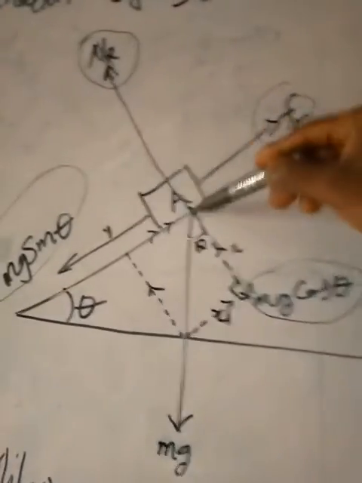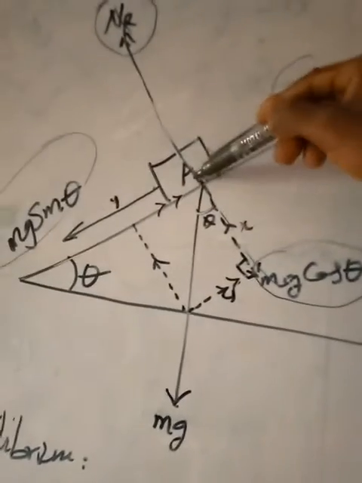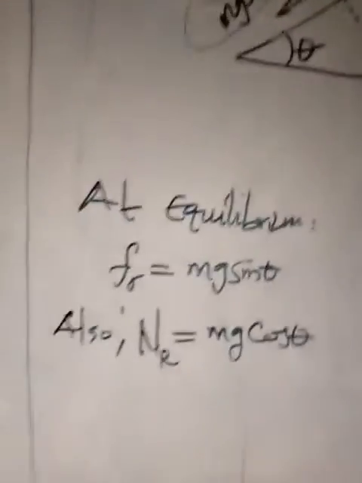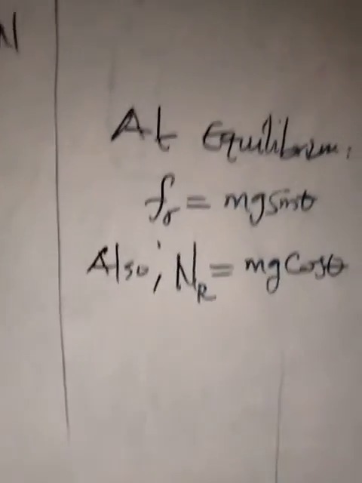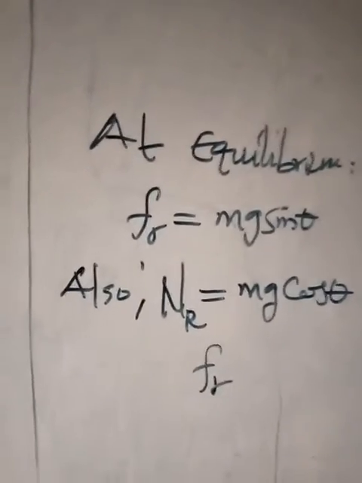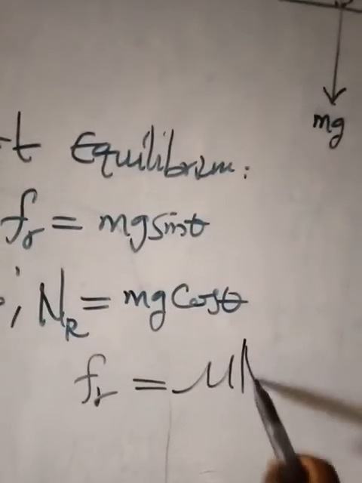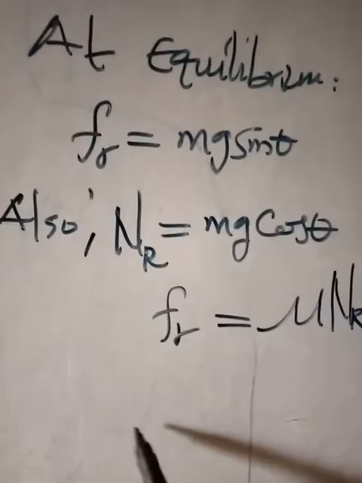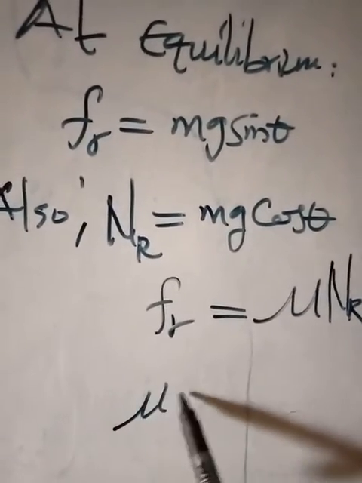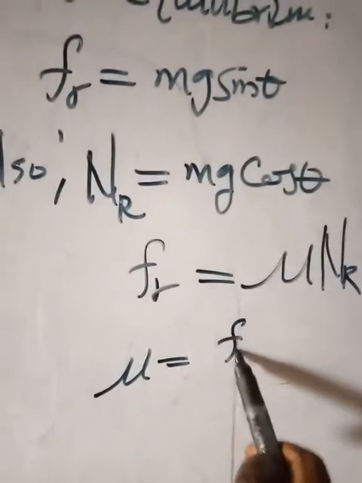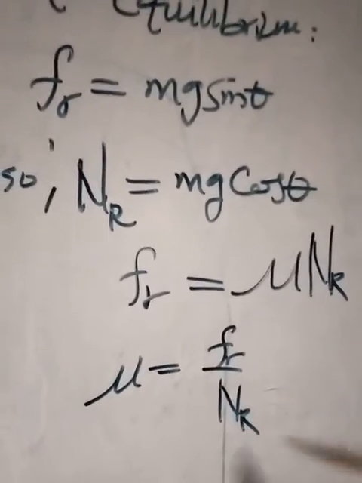So you look at the ones that are perpendicular to each other. You can see the normal reaction is perpendicular with the plane. Then mg cos theta is also perpendicular with the plane. So this is the upward force, this is the downward force, and at equilibrium they are the same. From the property of frictional force, frictional force is equal to the coefficient of static friction multiplied by the normal reaction. If you make the coefficient of static friction subject of the formula, we are going to have frictional force divided by normal reaction.